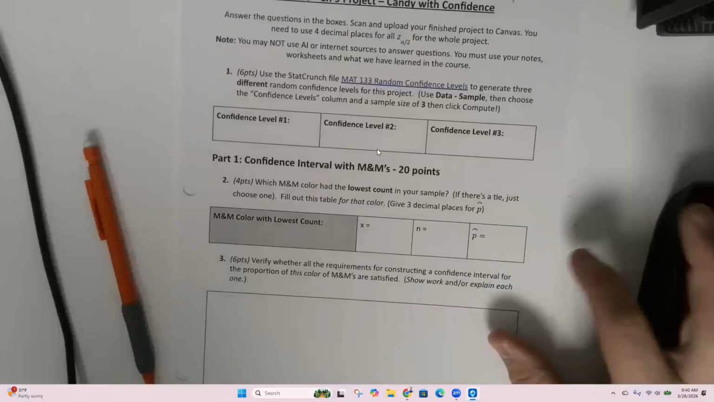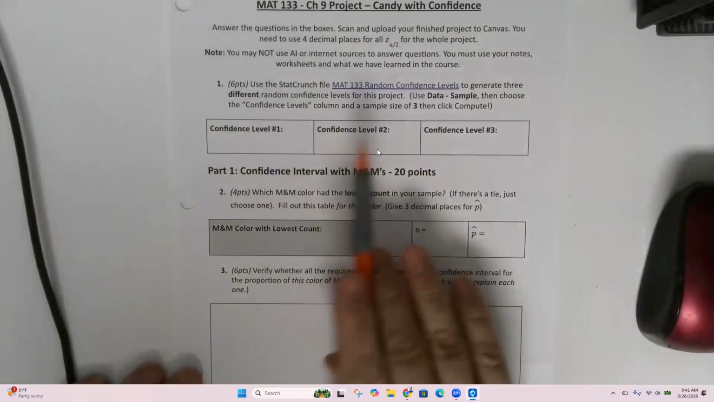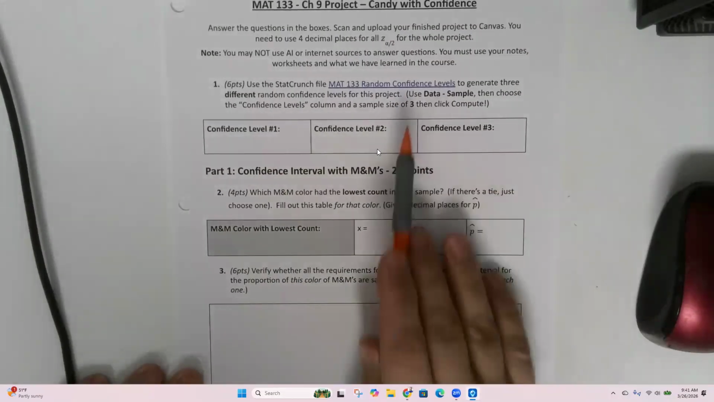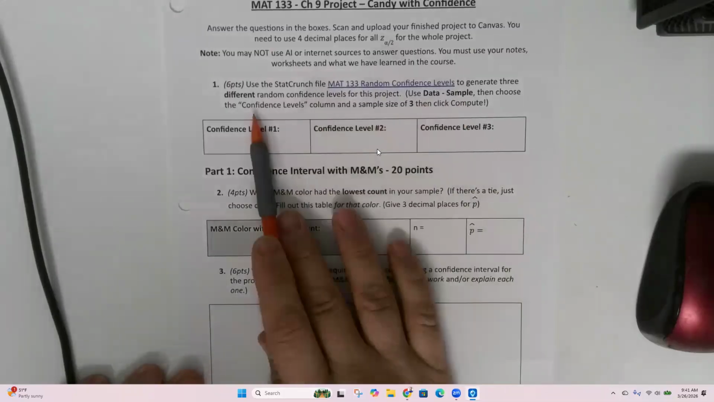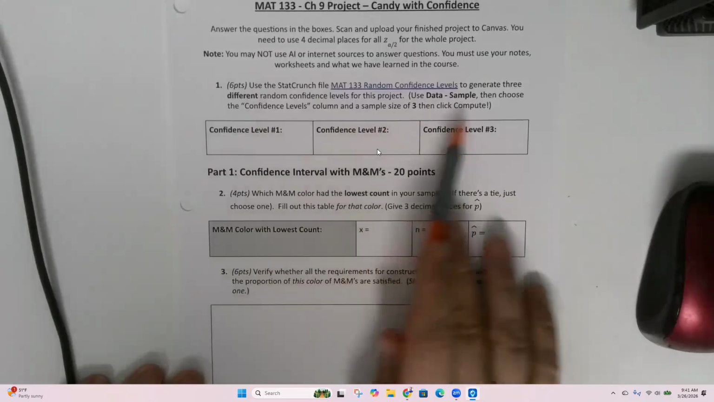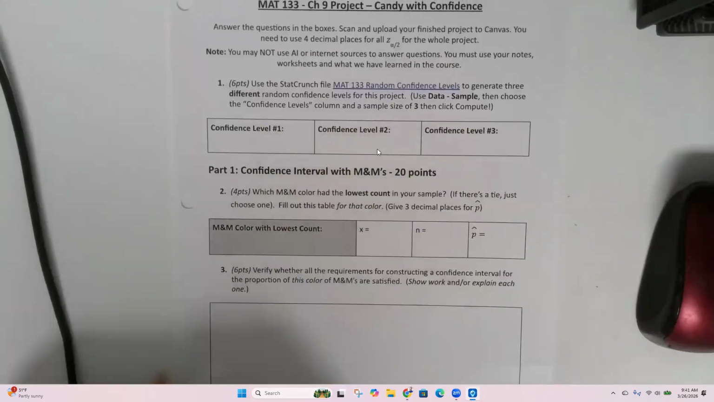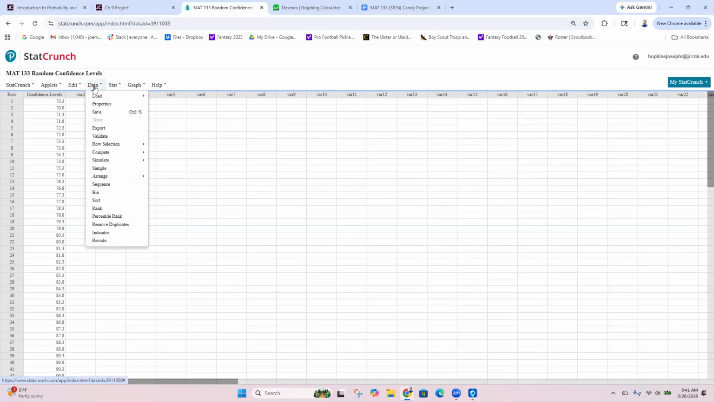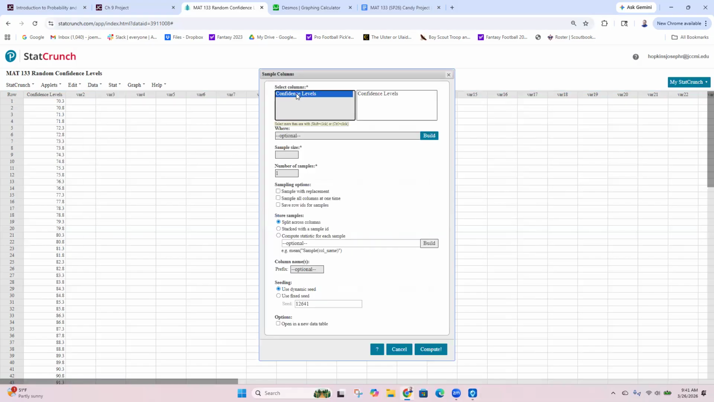We are going to select three confidence levels, three random confidence levels. And to do that, we're going to do Data, Sample, and then choose the confidence level column and a sample size of three and then click Compute, and then we'll put our answers in here. So data, sample, select the confidence level, and then put a sample size of three.